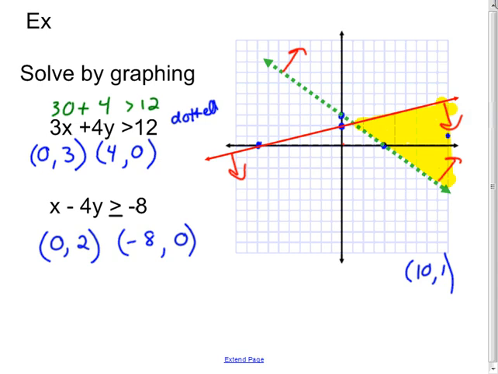Greater than 12? Yes. And then in the second one, 10 minus 4 times 1, so minus 4. Is that greater than or equal to negative 8? 6 is greater than negative 8, so that one works as well. Now, it's just one quick little check. It's not perfect, but at least it can randomly check things for you to see if you're on the right track.